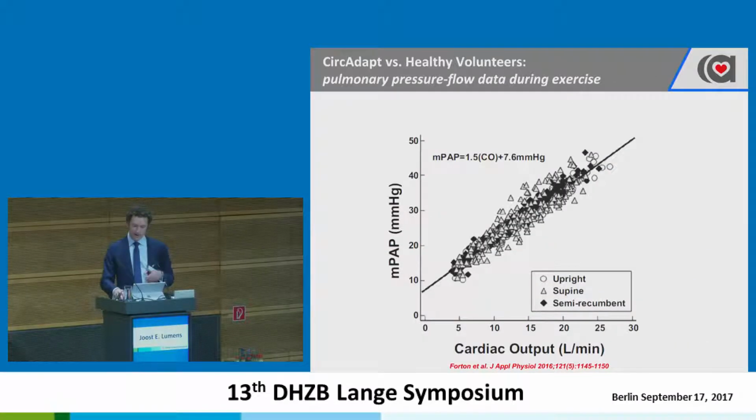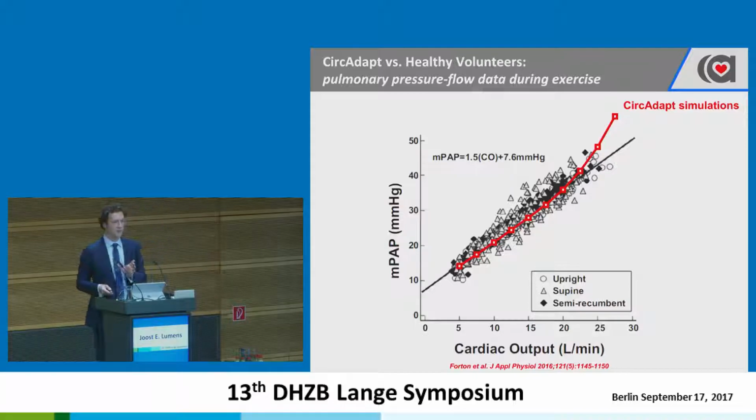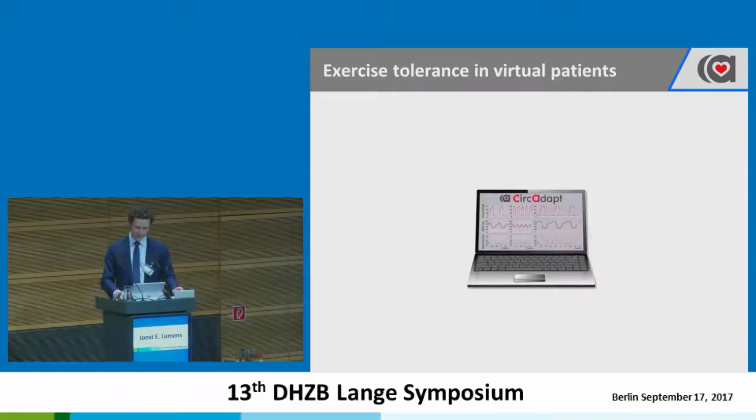So then, if I run these simulations and I look at how mean pulmonary artery pressure behaves as function of cardiac output in our model, it actually behaves very well. And this is a kind of validation. It really is on top of these very recent data, which, I have to admit, are non-invasive measurements of mean pulmonary artery pressure, but this is what is measured recently.